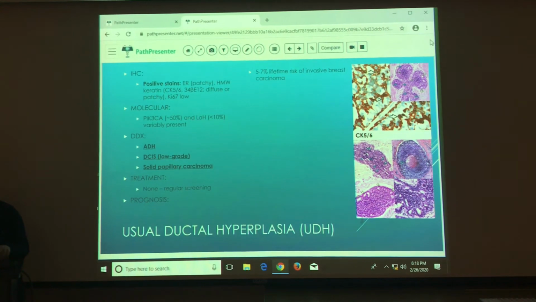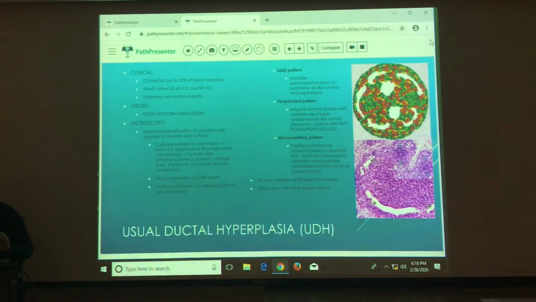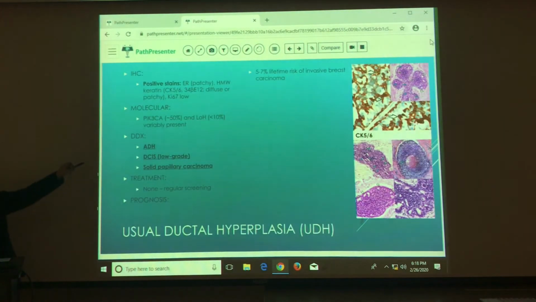One other thing that I'm sure I put on the previous slide, let's just make sure that's on there. Yes, I do have that on there. So I have a picture of central necrosis there, so don't let that scare you, because if nothing else looks like DCIS and you have that tiny little bit of central necrosis, that's okay. You can have that in UDH.